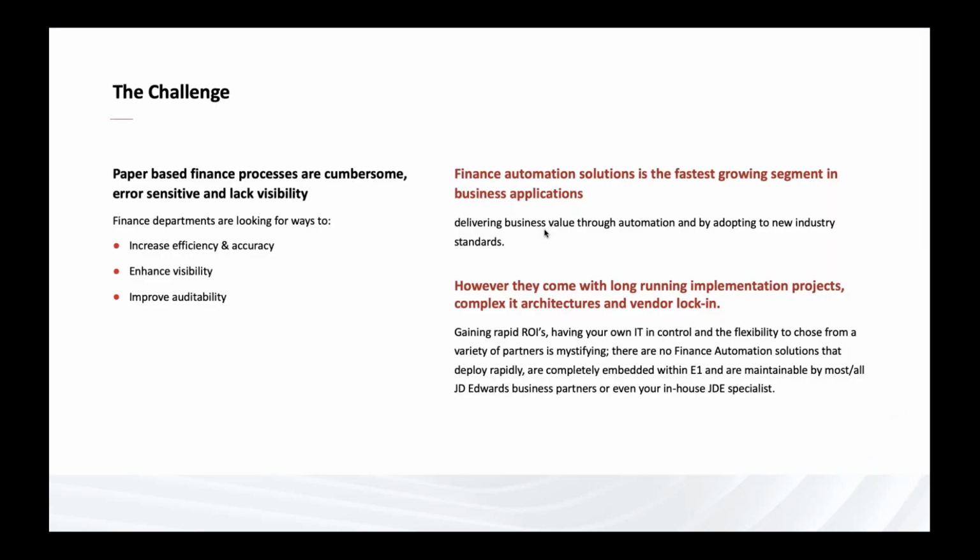Many organizations struggle with efficiently processing their invoices, which is costly for your company and can be frustrating for your suppliers as well. Manual paper-based AP processes typically result in data entry errors, stalled approvals, delayed payments, and missing payment discounts. Not to mention that these outdated processes are cumbersome, error-sensitive, and they lack the visibility and auditability you need today. Today's finance departments require solutions that help increase efficiency and accuracy, enhance process visibility, and improve your auditability.